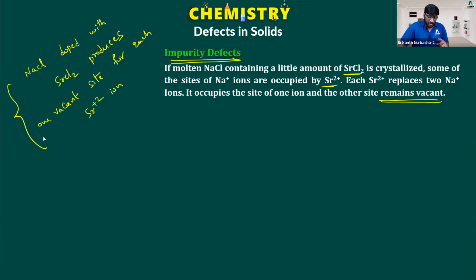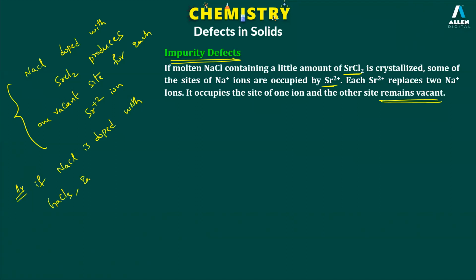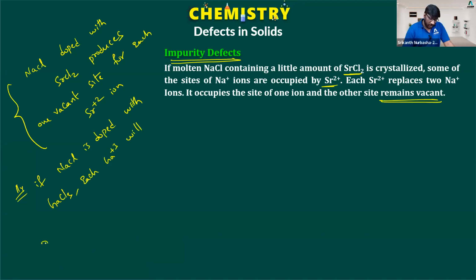Yes or no? Similarly, if NaCl is doped with GaCl3, it will produce how many vacant sites? 2 vacant sites. Each Ga plus 3 will replace 3 Na plus to maintain electric neutrality.